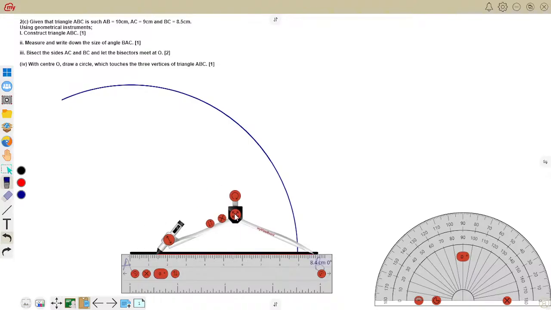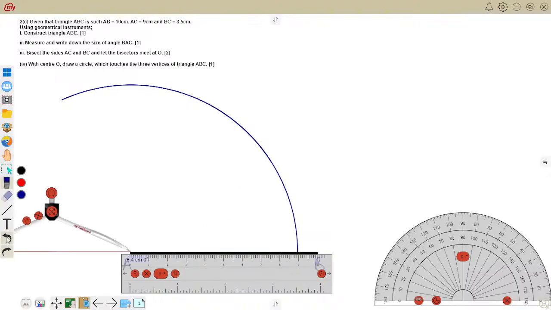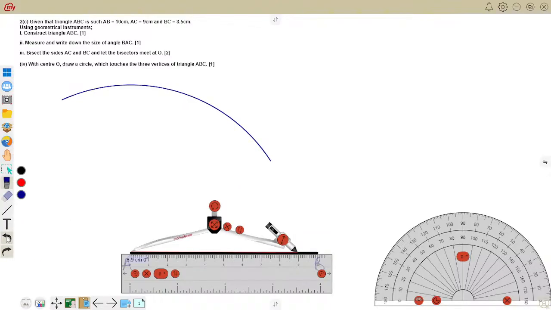Sorry, the arc I've drawn has gone beyond. Before I draw the other arc, let me remove this other arc I drew. The arc I drew before was up to there, so I don't know how it extended. So let me reduce the size to 8.5 centimeters, just like that.